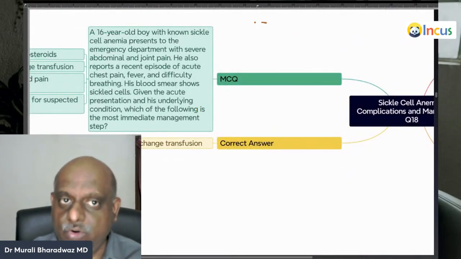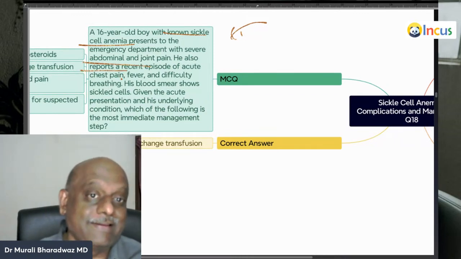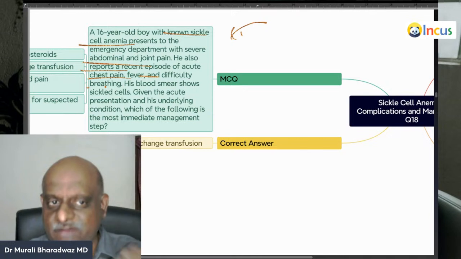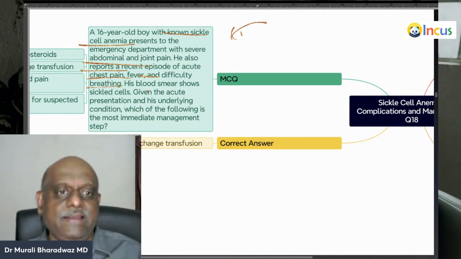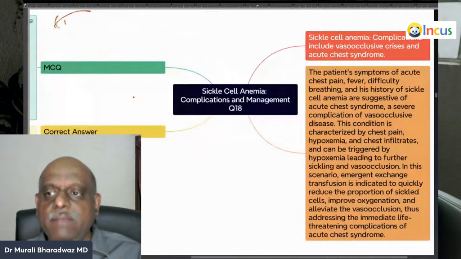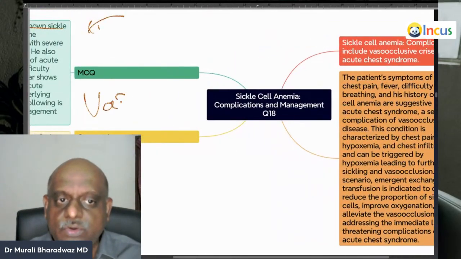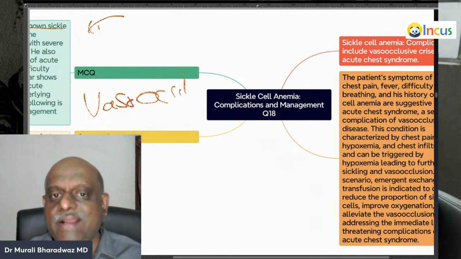A 16-year-old boy with known sickle cell anemia presents with severe abdominal pain and joint pain. Recently, chest pain, fever, difficulty breathing, blood smear shows sickle cells. So what is the immediate step that you need to take? So this is called vaso-occlusive crisis clinically.